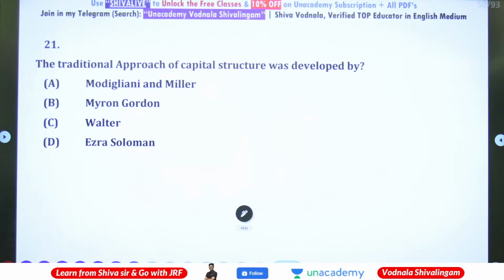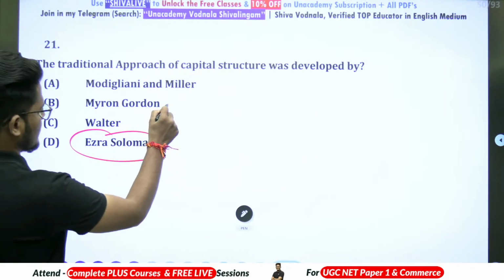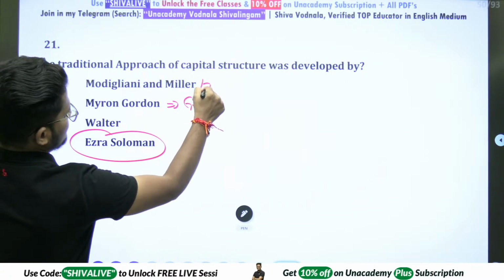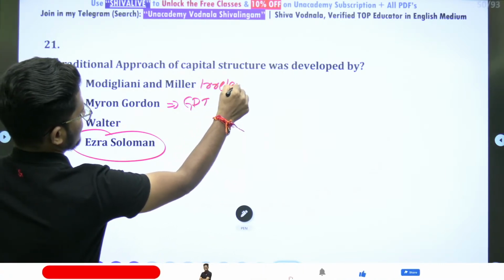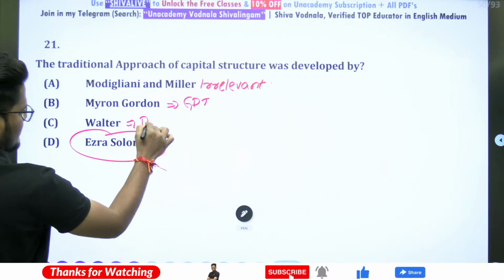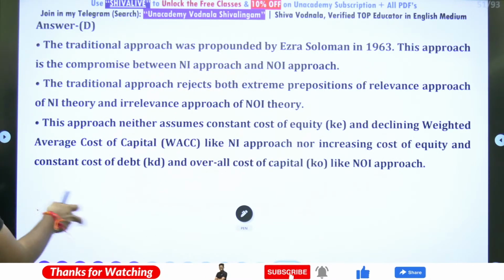Lock D. Very good. So Ezra Solomon is the correct person. Myron Gordon gave the Gordon dividend theory. Modigliani Miller is an irrelevance theorist, with the irrelevance dividend theory and the irrelevance capital structure theory. Walter also has a dividend theory, which is relevant. These both are relevant dividend theories.